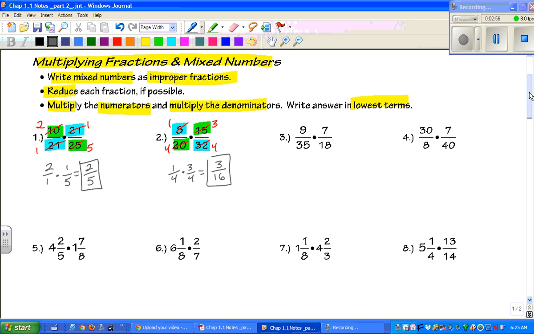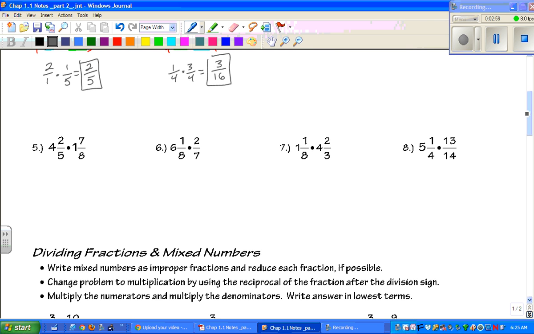All right, let's move to one where we have to switch it. Number 5. Now, we talked about this in part 1 of the notes. To change a mixed number to an improper fraction, we're going to use the check mark method. In the check mark method, we would be multiplying 4 times 5 plus 2, all over 5. And when we do that, 4 times 5 is 20, plus 2 is 22.